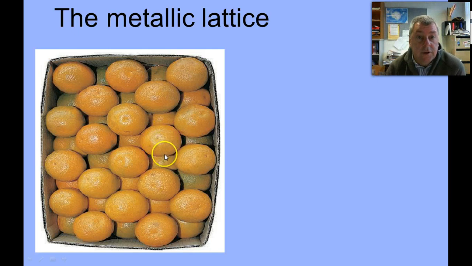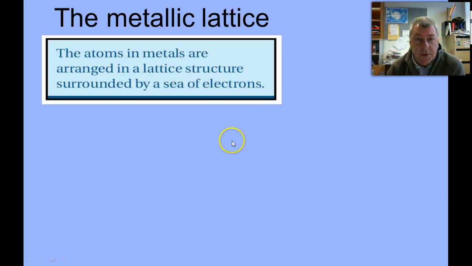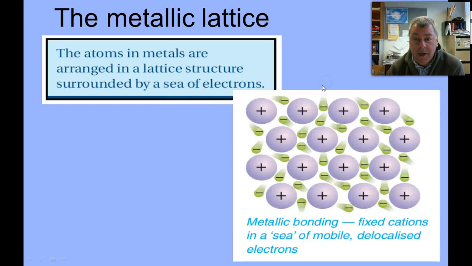Now that's a good model of the metallic lattice, because what we're saying with the metallic lattice is that the atoms in metals are arranged into a lattice structure surrounded by what's called a sea of electrons. What do we mean by that? Well, the metals, because they form positive ions and they have a small number of outer shell electrons, those outer shell electrons become free in a solid metal, and they're free to move around. And that means that all these metals have lost their outer shell electrons, so they all have a positive charge.